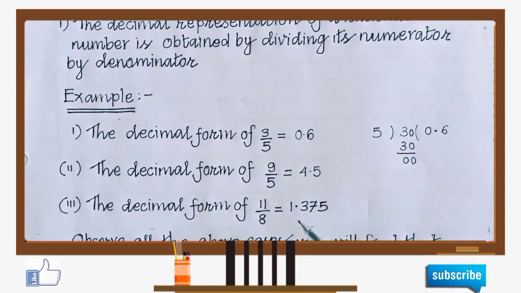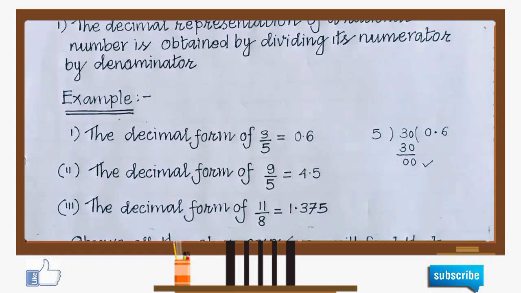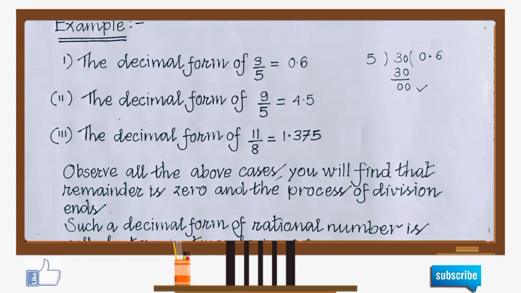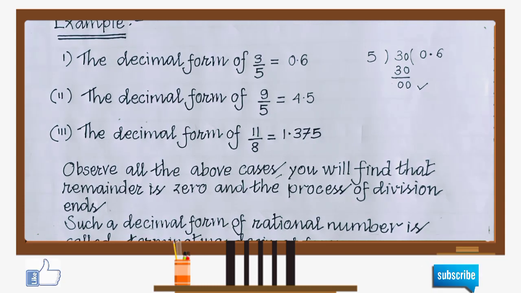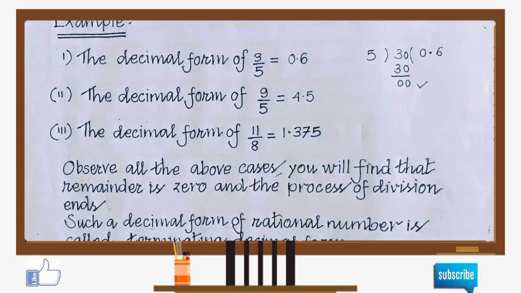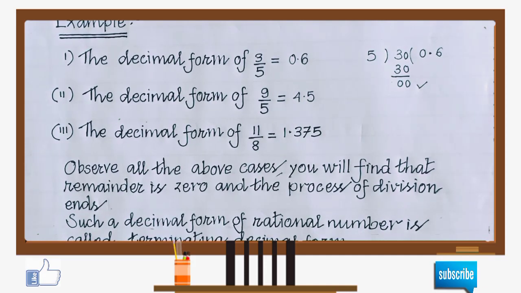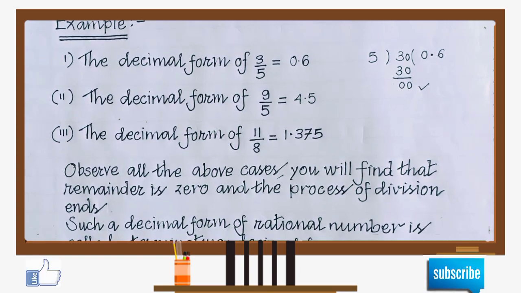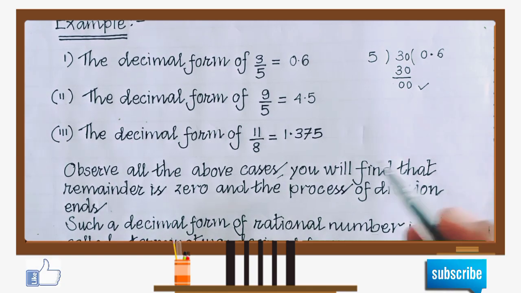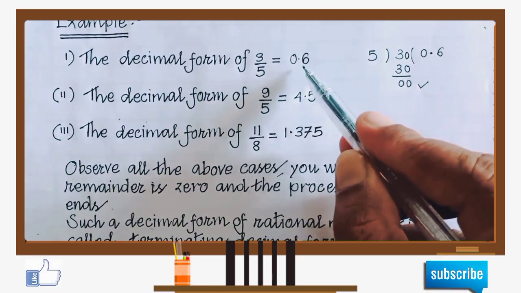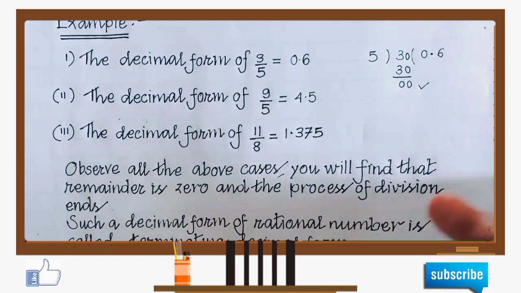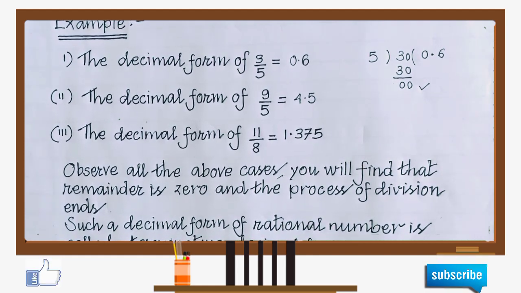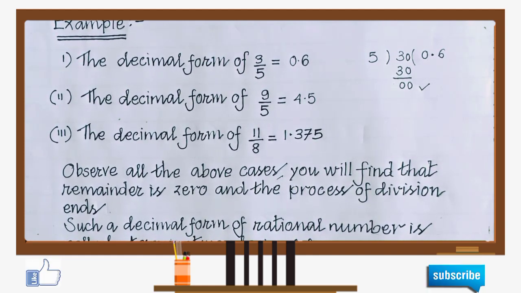In this case also the remainder is 0, just like this. Such a type of a rational number, such a type of decimal form is called the terminating decimal form. Means in this case what happens, the termination occurs in the remainder, 0 आ जाता है, and this 0.6 is only one number. Such a type of fraction is called the terminating decimal form.